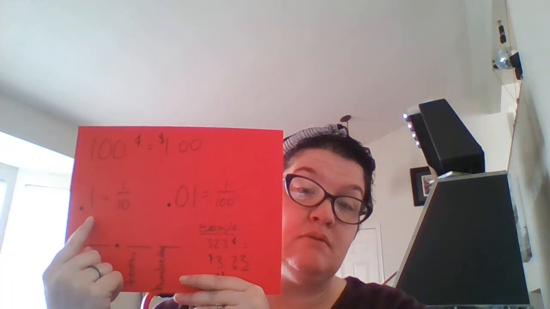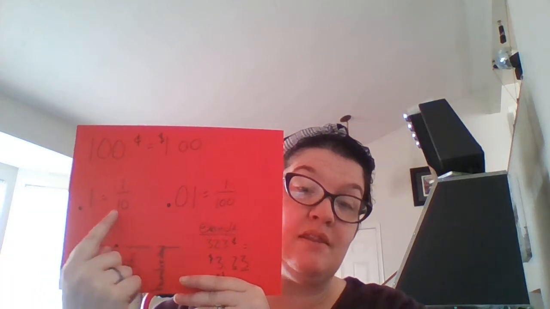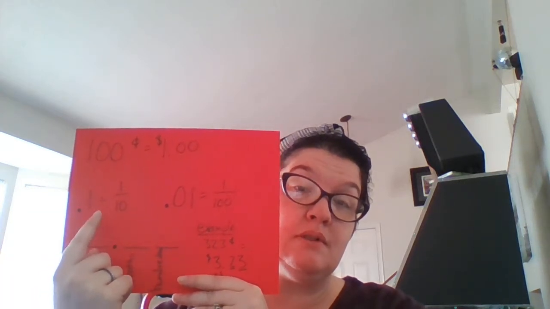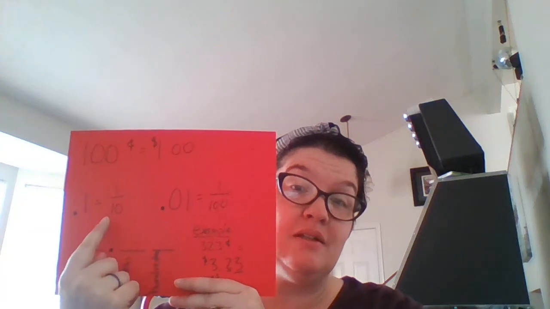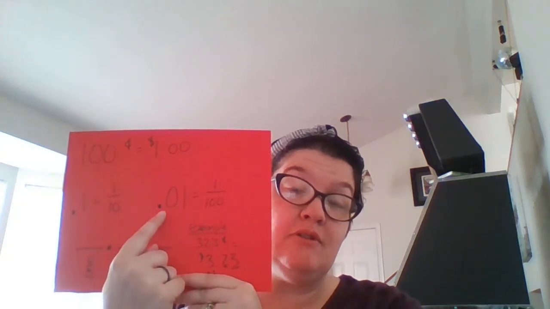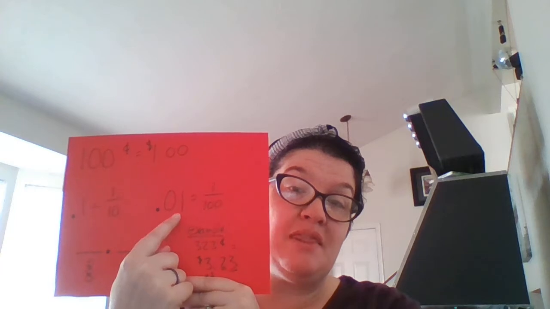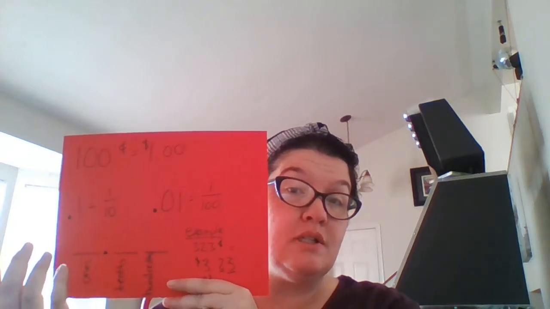Something in this position right after the decimal is going to be a tenth. So 0.1 equals 1 tenth. 0.01, that puts it in the hundredth spot, equals 1/100th. It's exactly the way you say it out loud is how you would write it as a decimal or as a fraction.